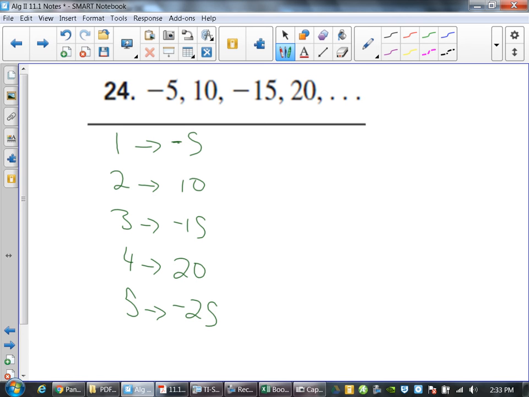Everybody agrees that we have multiples of 5 times n. Correct. Negative n. 5 times negative n. If I do that, it's always going to be negative.